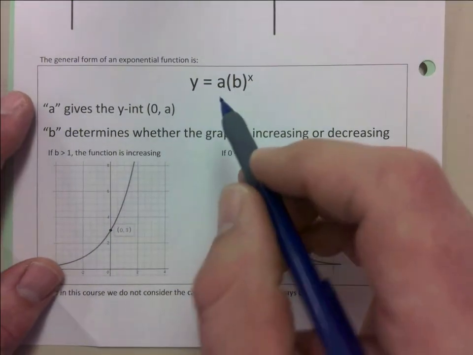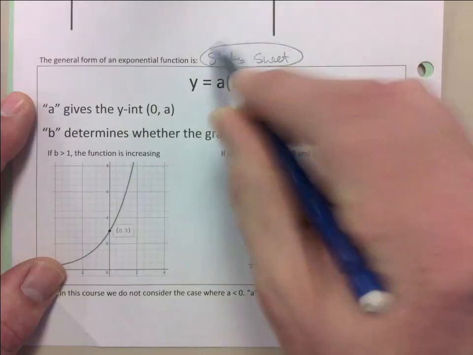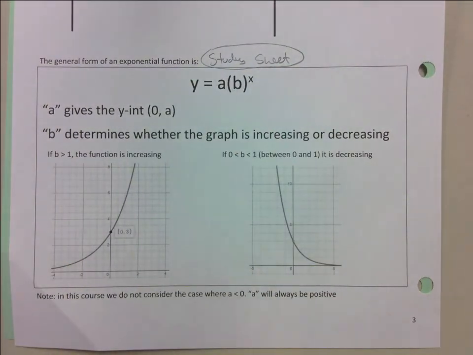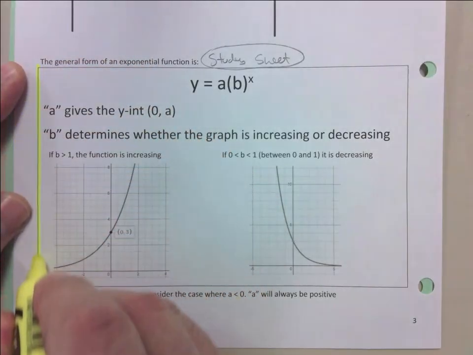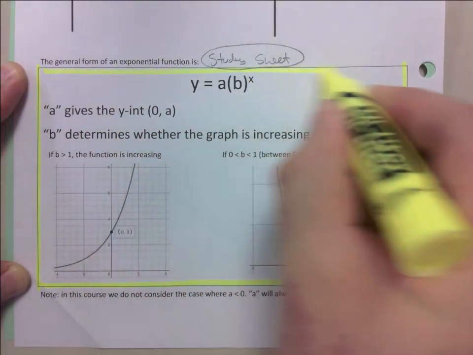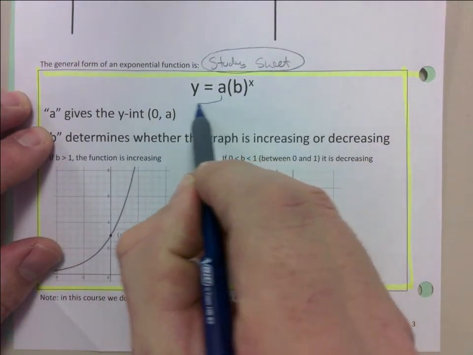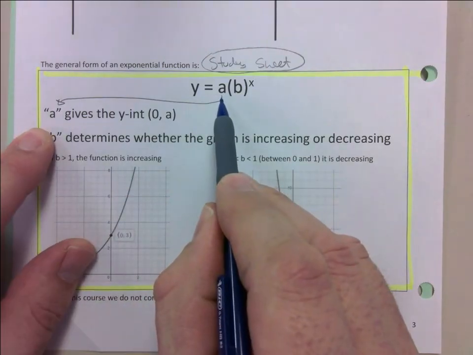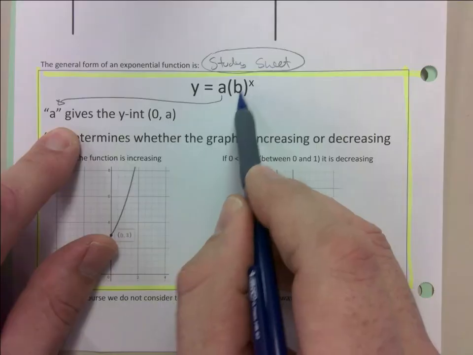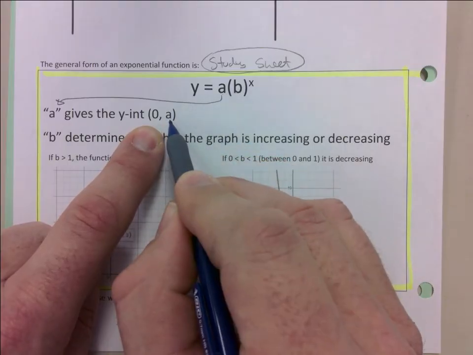So you have to know, this would be a study sheet entry for sure, okay? On page 3 for exponential. That is a definite must-have entry, okay? And so this A value right here, that number that's in front of the base, which has an exponent to it, gives you the y-intercept. So just by looking at that, you need to figure out the y-intercept.